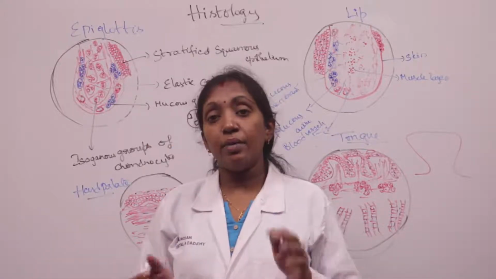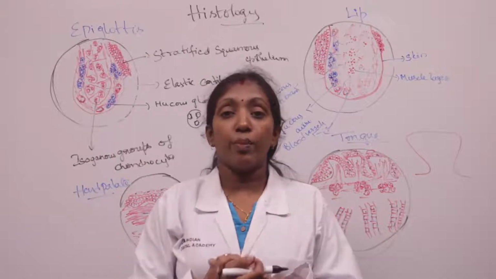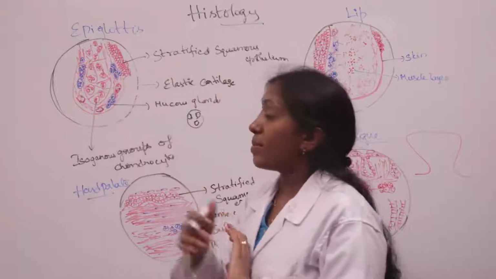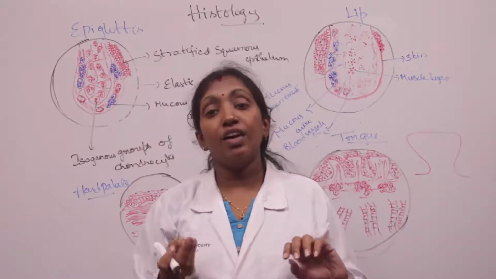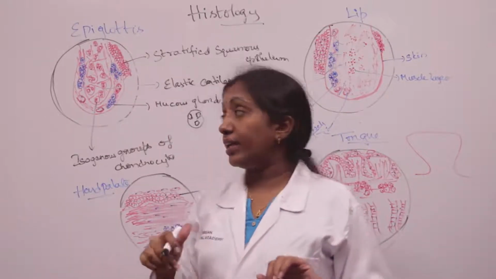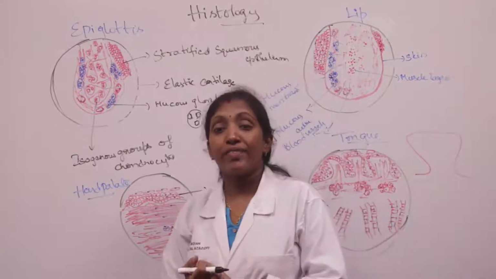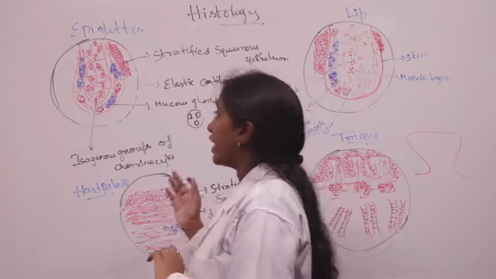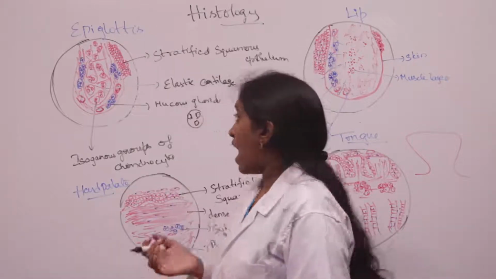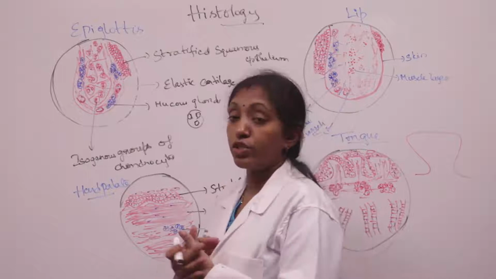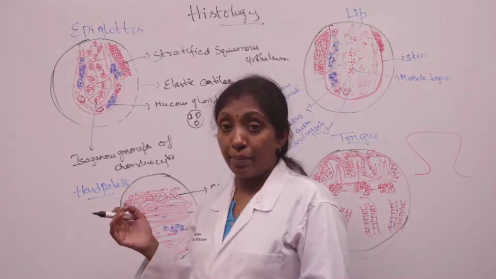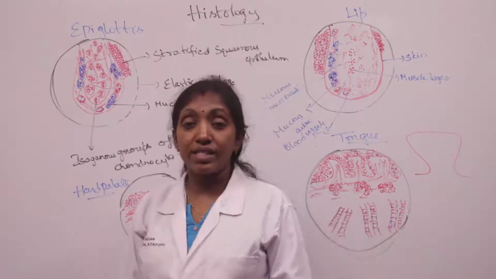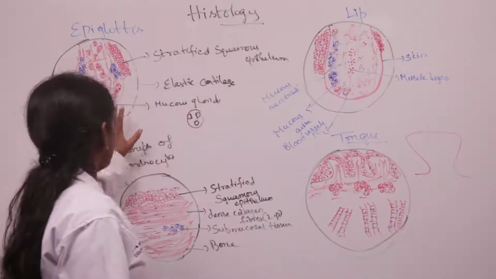So the epiglottis consists of two types of epithelium. The entire surface is occupied by the stratified squamous epithelium, and a small part near the lower part of the posterior surface is covered by pseudo-stratified ciliated columnar epithelium. Deep to the epithelium, we have a connective tissue layer, in which we are able to see blood vessels as well as mucous glands.